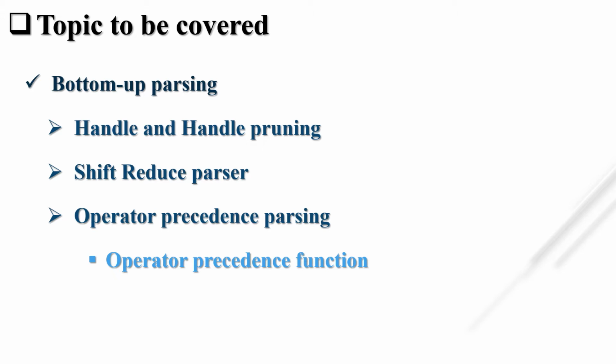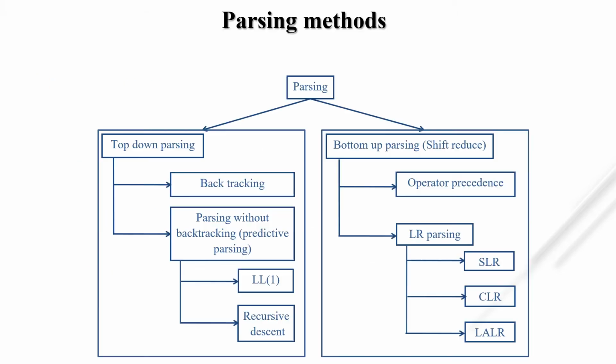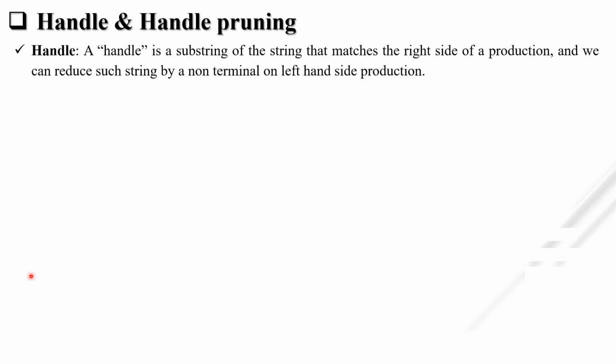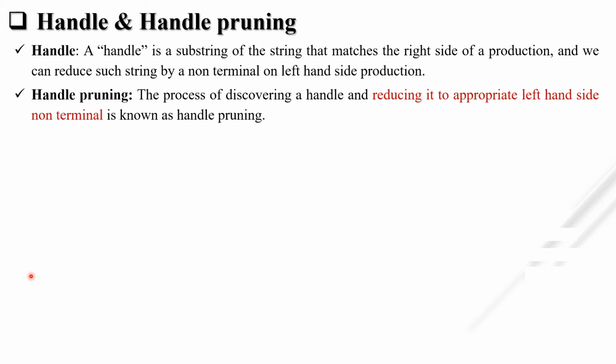Let's proceed first with what is handle and handle pruning, which is important to understand in shift reduce parser. That's why we first proceed with handle and handle pruning. So let's first see what is handle and what is handle pruning. A handle is a substring of the string that matches the right side of a production, and we can reduce such a string by a non-terminal on the left hand side of that production. That is known as handle. What is handle pruning? The process of discovering that handle and reducing it with the appropriate left hand side non-terminal is known as handle pruning. Let's understand both with an example.